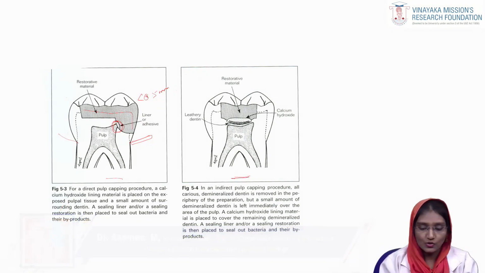So the second picture shows the indirect pulp capping procedure. You can see the soft leathery dentin here. This should not be removed. If you remove this soft leathery dentin, you will expose the pulp. So you have to leave this leathery dentin in its place, and over this you have to place the calcium hydroxide material and the restorative material. This placement of the calcium hydroxide will entomb the remaining bacteria inside the cavity.